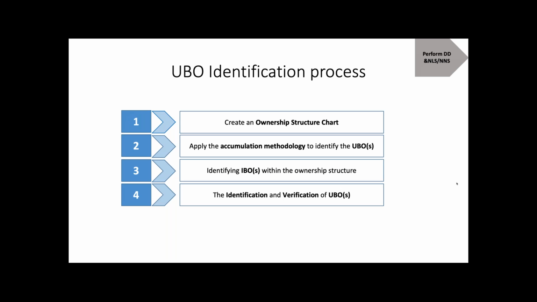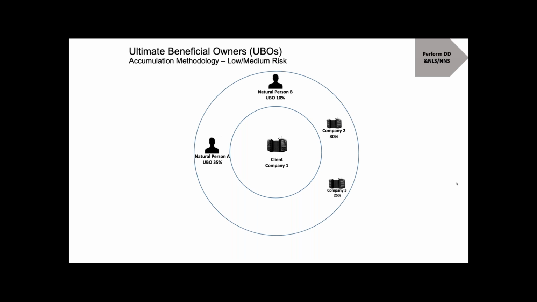Now let's look at identifying the UBO by applying accumulation methodology. This entity, client number one, company number one, is owned by these individuals and this entity. Now my question to you, please unmute yourself: is this natural person a UBO or not?